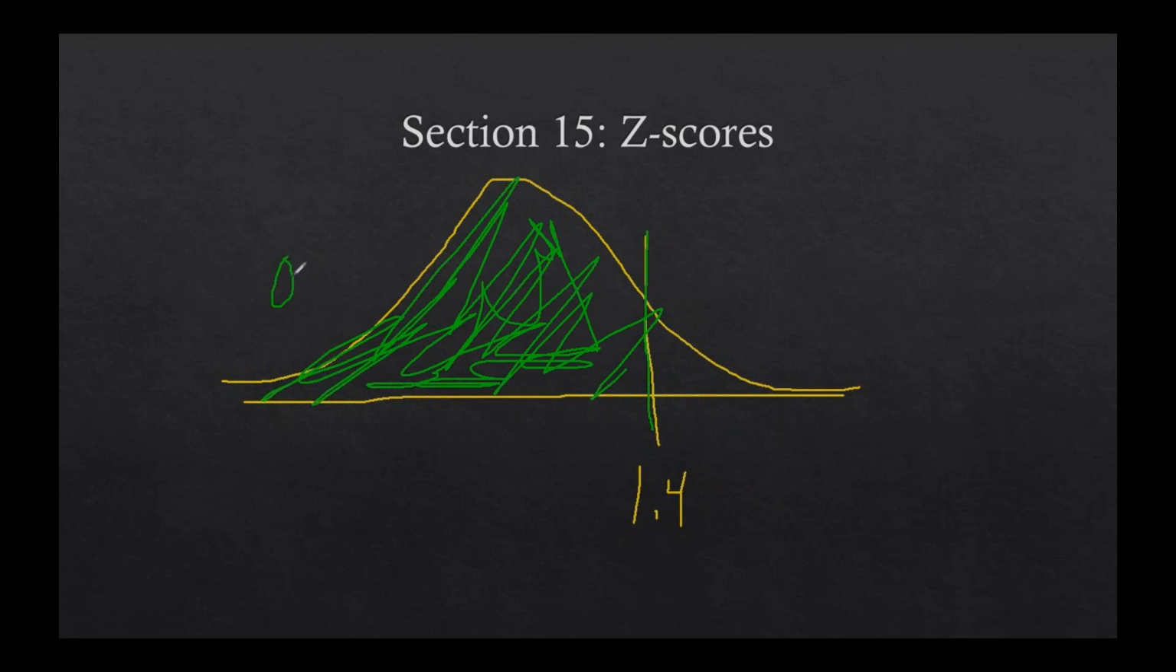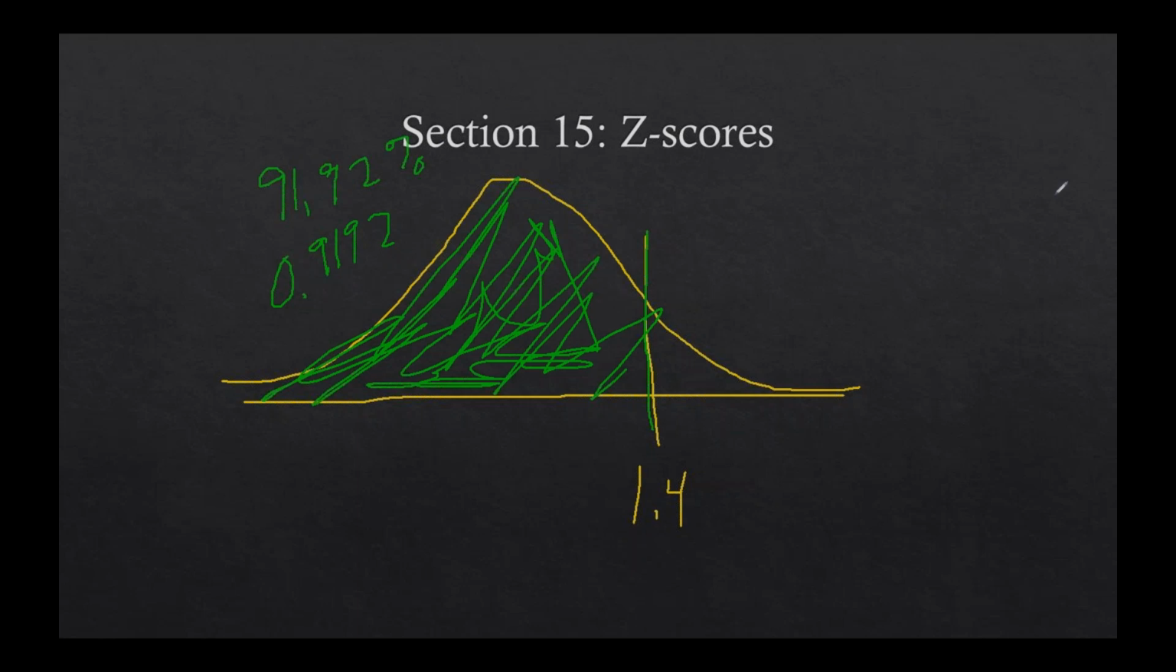Very good. So 0.9192. So that's a decimal. We can change that to a percent, right? That's 91.92%. So we would say that 91.92% of students scored lower than Kara. That's what this means.